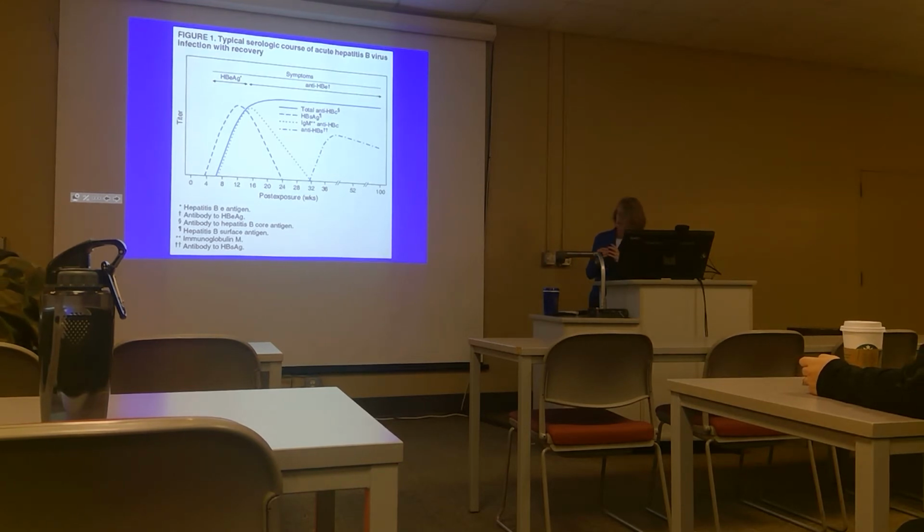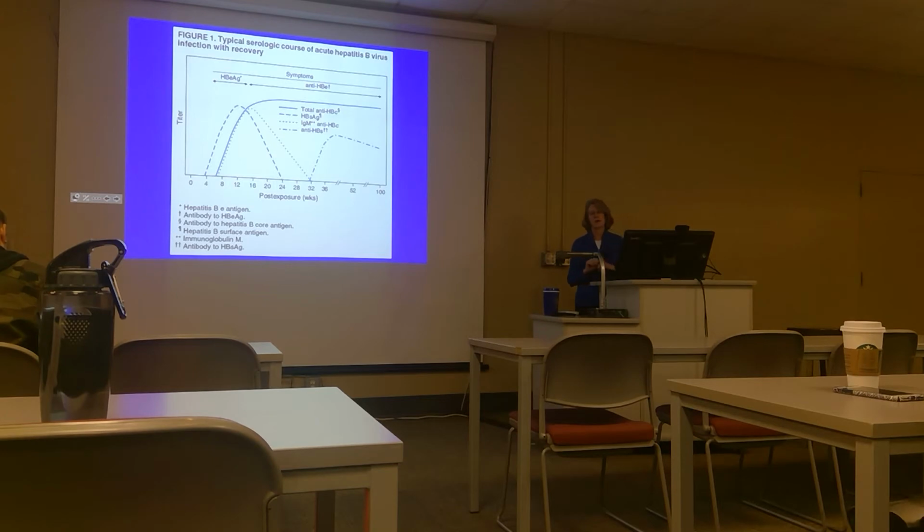So lab-wise, we got two kind of chunks for lab here, kind of your classic labs and then some serological findings. So AST and ALT are elevated super high. When you have hepatitis, your transaminases go up 10 to 20 times, if not more, the upper limit of normal. So if the normal range is something like 0 to 40, 0 to 50, people with hepatitis will have 1,000, 2,000, 3,000, things like that.